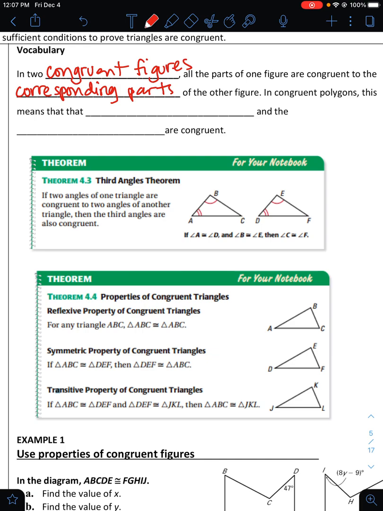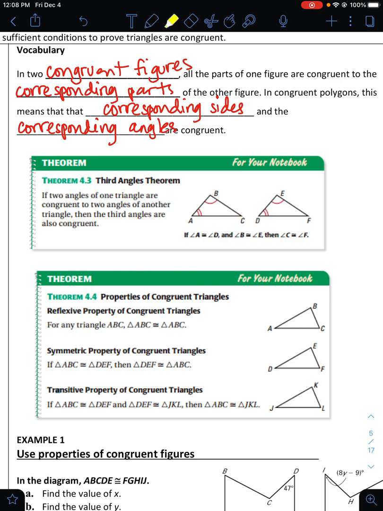In congruent polygons, this means that corresponding sides and the corresponding angles are congruent. So consider a triangle. You have three sets of sides and three sets of angles. So the corresponding sides in one figure must be congruent to the corresponding sides in the other, and the same for angles, in order for the whole shape to be congruent.